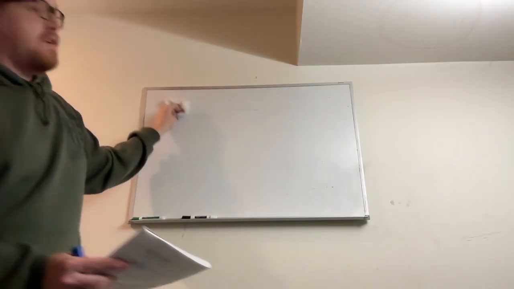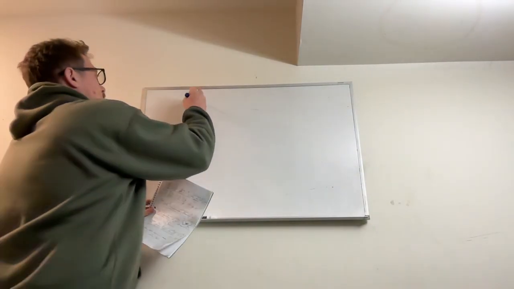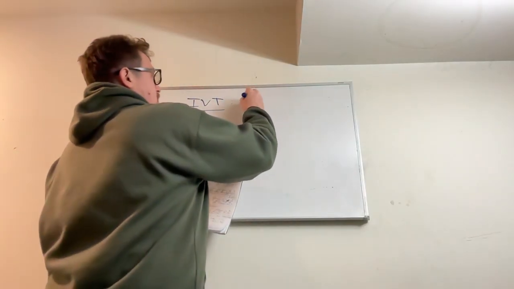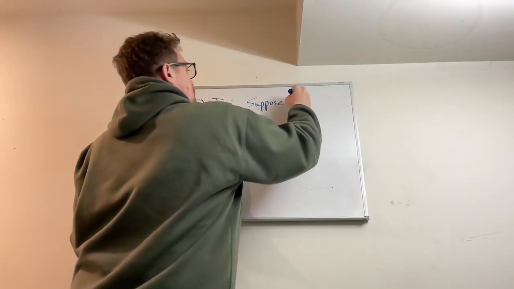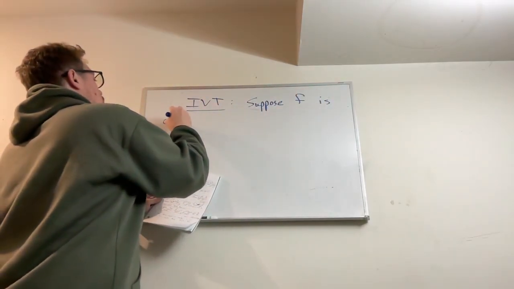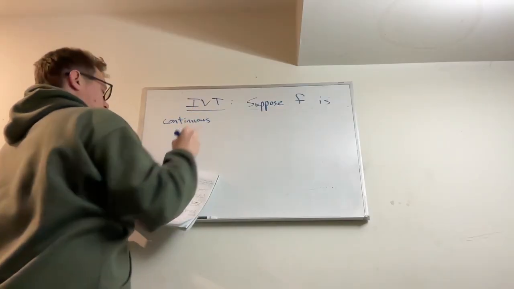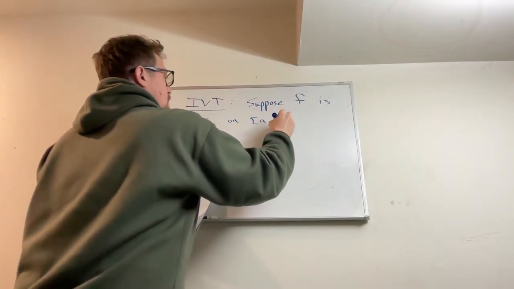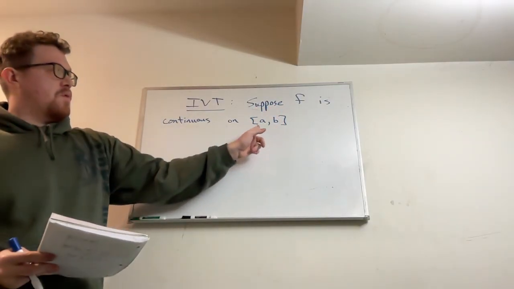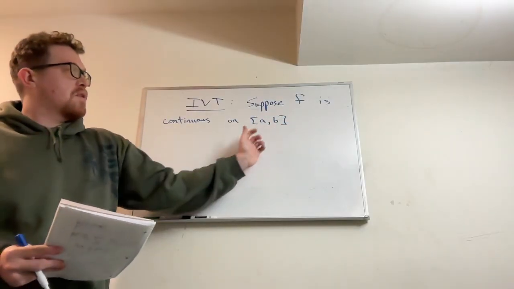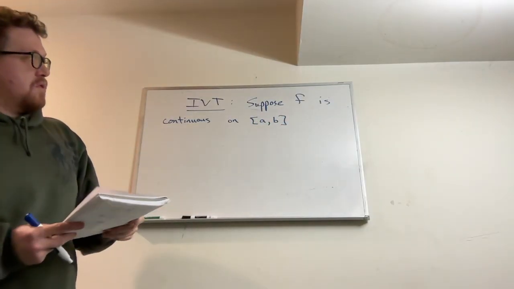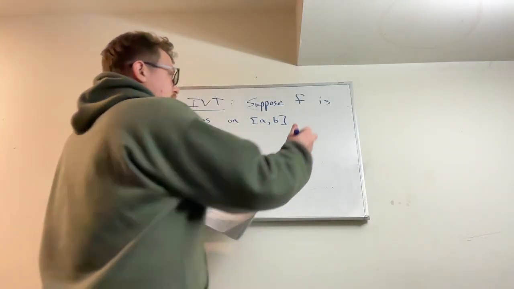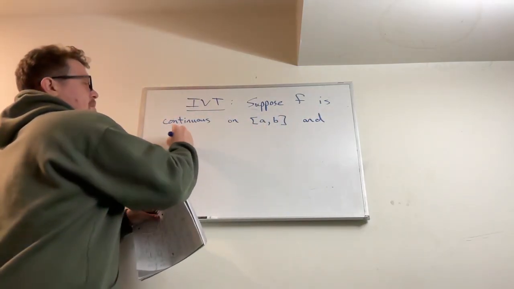So this is still the intermediate value theorem, right? The intermediate value theorem says that suppose f is continuous on a closed interval, a to b. The brackets here just mean that I'm including the points, so it's every point between a and b, including the endpoints a and b. So suppose f is continuous on every one of these points. It's a closed interval. And let n be any number in the interval.